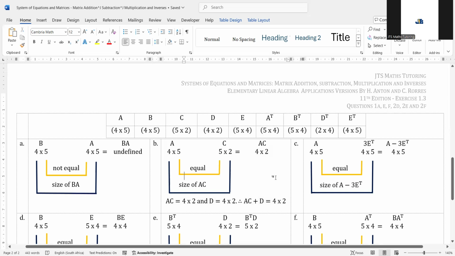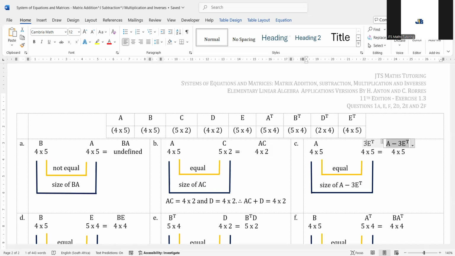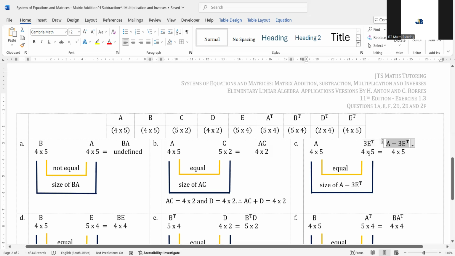Okay. And this one, which I'm highlighting right here, they want us to prove. Okay. So A is a 4x5. E transpose is a 4x5. And this 3 is not going to change the size. It's just going to ensure that every entry of E transpose is scaled by a factor of 3. Okay, beautiful. So I can tell that it's still going to be a 4x5.